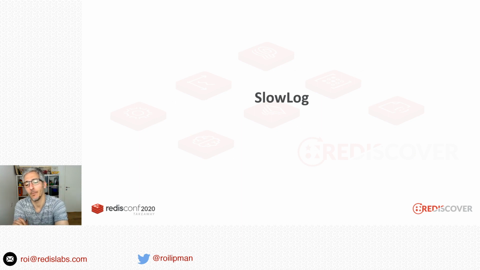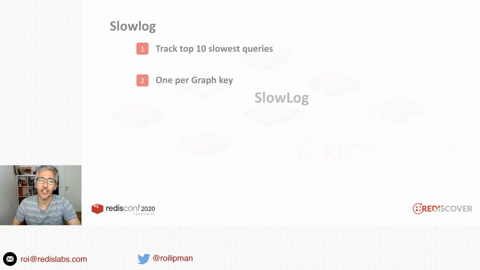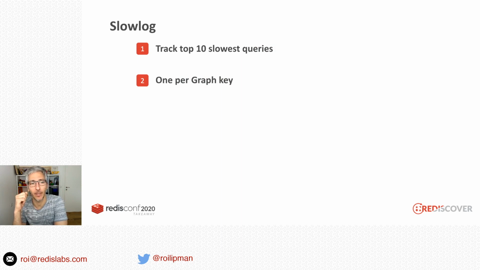Let's look at a new feature that we have added, which I think is native to Redis, which is the slow log. Basically, suppose that you have an application which queries your graph database, and you're issuing different queries. You can use the slow log to get a list of your 10 slowest queries, which you might want to inspect, and maybe you would like to optimize those queries.